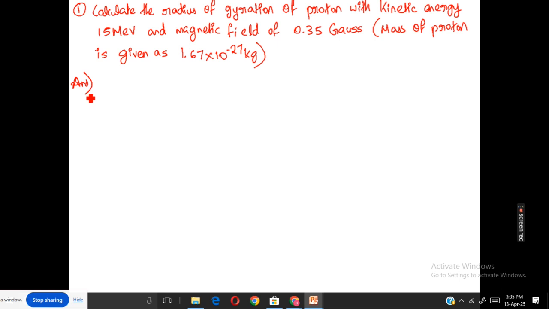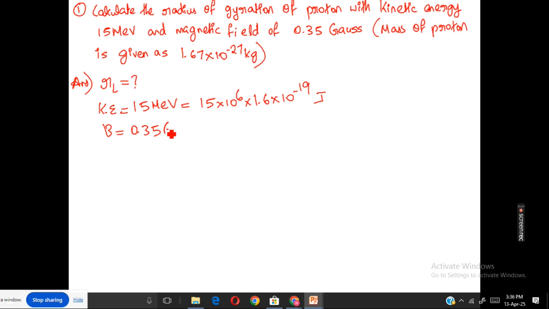Answer is, so we basically want to calculate the radius of gyration, RL equal to question mark. Things that are given in the question: kinetic energy is 15 mega electron volt. It means 15 into 10 raised to 6, and 1 electron volt is 1.6 into 10 raised to minus 19 joule. Magnetic field B is given in Gauss, 0.35 Gauss. To convert it into Tesla, the SI unit, it will be 0.35 into 10 raised to minus 4 Tesla.